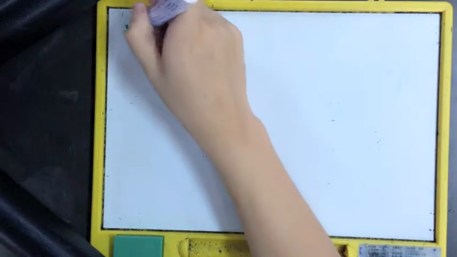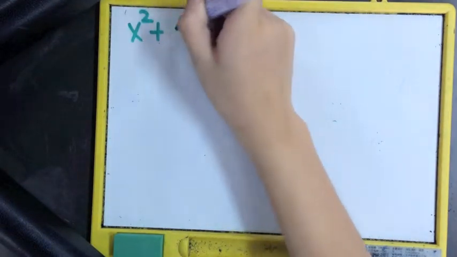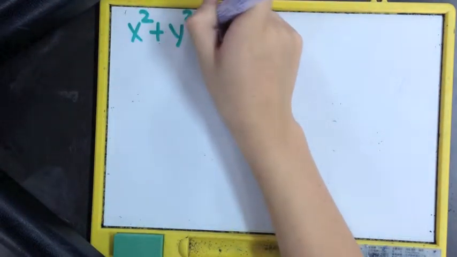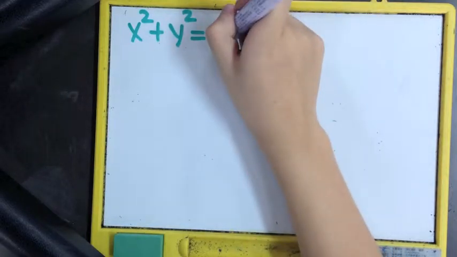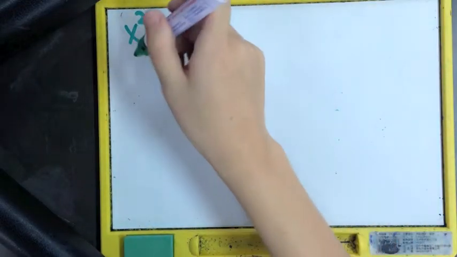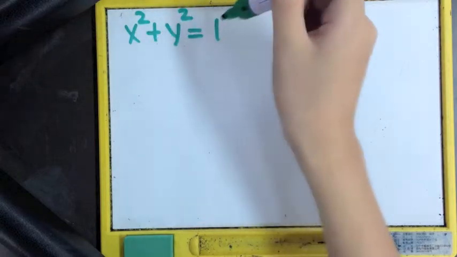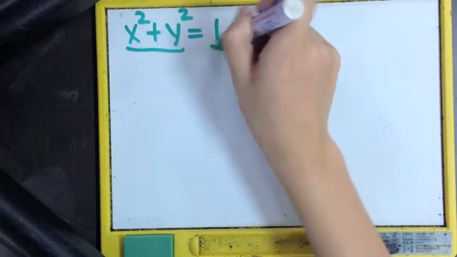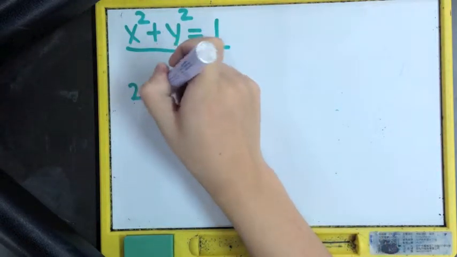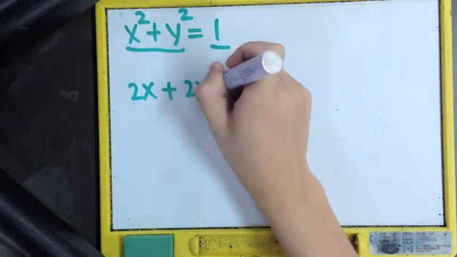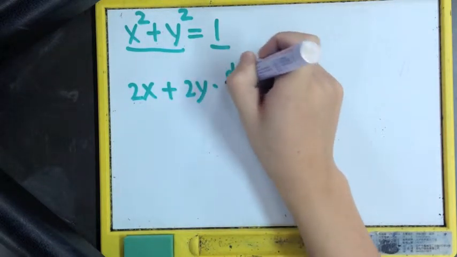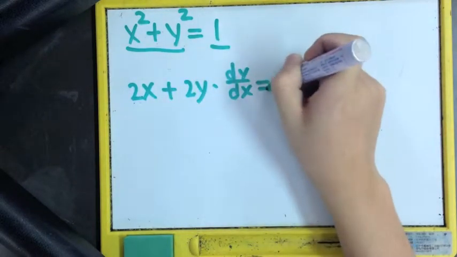So now we're going to do the implicit differentiation for the equation of a circle, x squared plus y squared equals 1. We're going to differentiate both sides of the equation, which becomes 2x plus 2y times dy over dx equals 0.